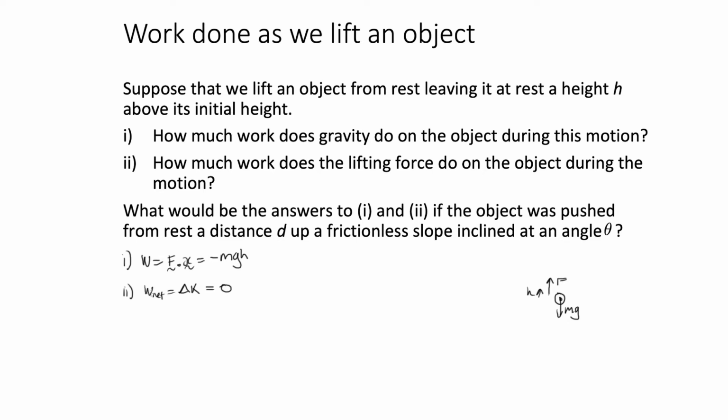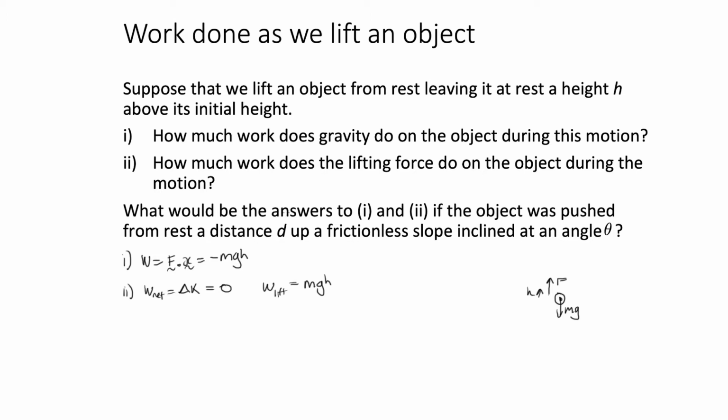So the net work done on it comes from the gravitational force and this force here. The net work is 0, and so that tells us that the work done by the lifting force must cancel out this negative work done by the gravitational force, so it must be mgh. So this is the amount of energy we give it by lifting it up.